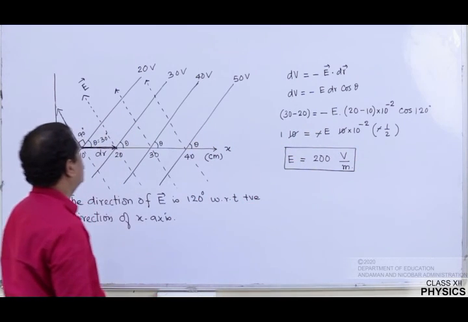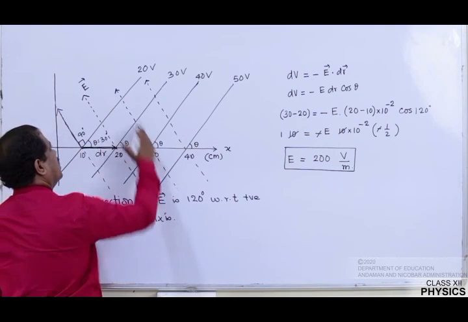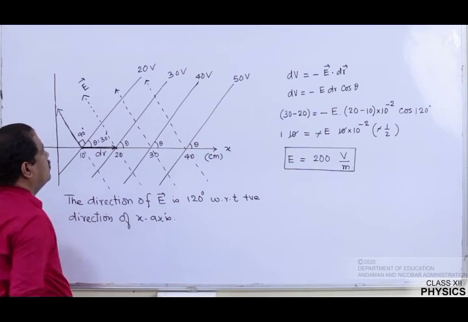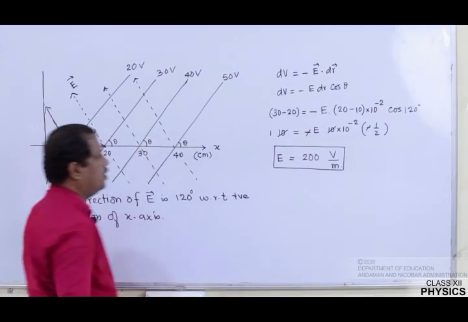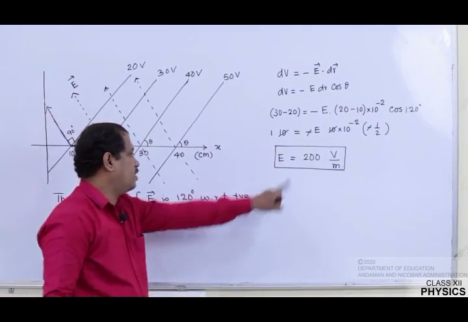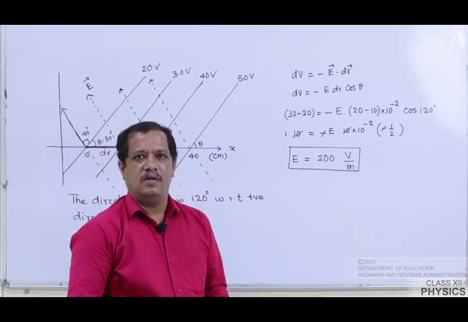As you can see, the electric field is represented by parallel lines, therefore it is a uniform electric field of 200 volt per meter. So this is the magnitude of the electric field, and this is the direction. We have solved the problem. So students, thank you very much.